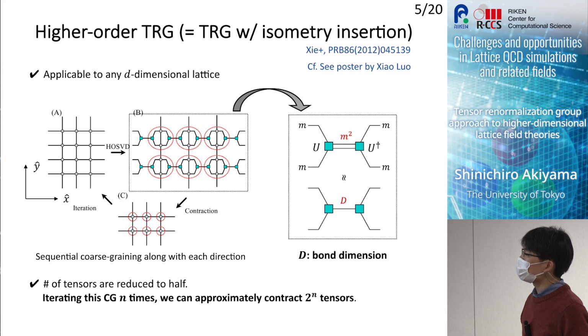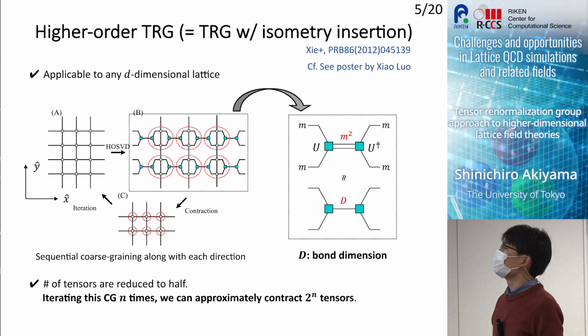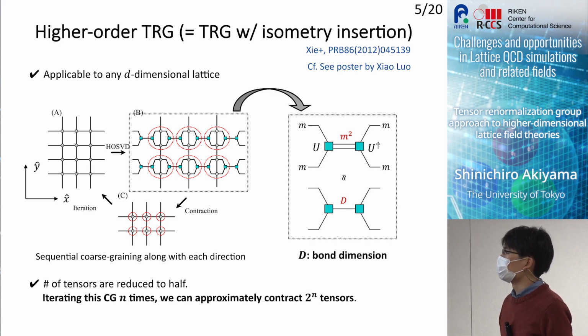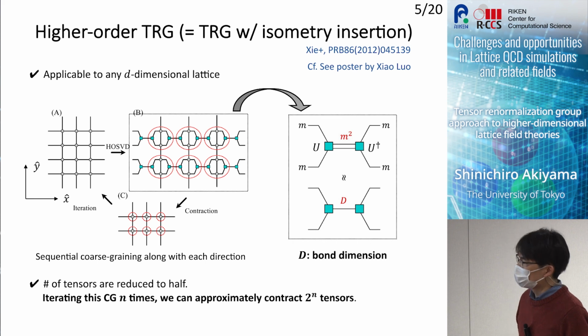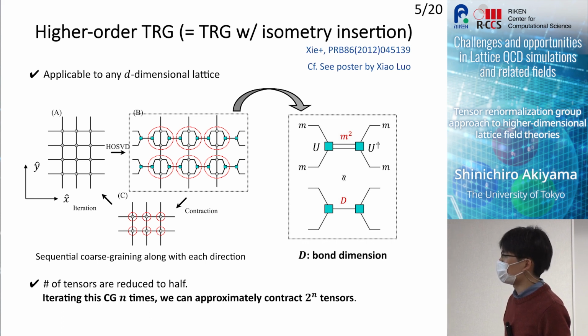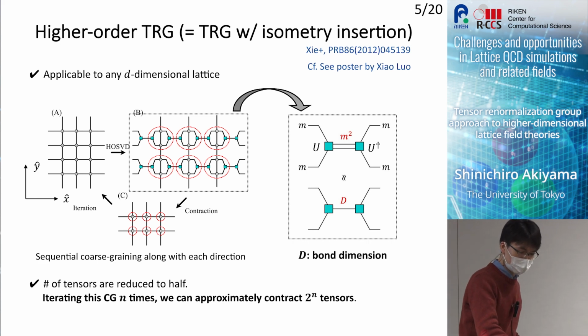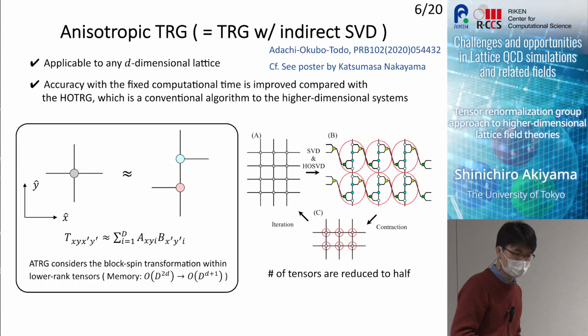The coarse-grained tensor network has exactly the same geometry as the original one. It means that this type of transformation can be easily repeated. By one cycle, the number of tensors in the original tensor network is reduced to half. In other words, by repeating this coarse graining procedure n times, we can approximately contract the exponentially large number of tensors in the original tensor network. And this is the algorithm of the HOTRG.